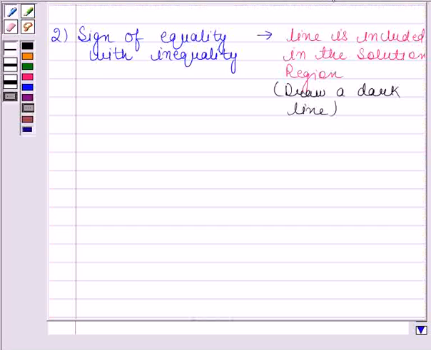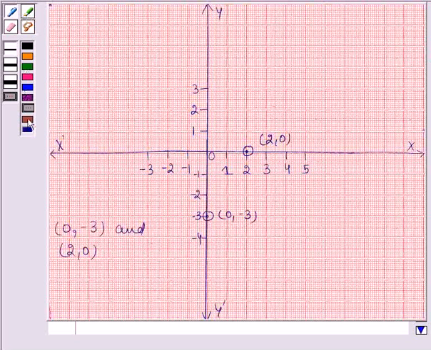By the second rule, we know that if we have a sign of equality with inequality, then the line is included in the solution region, and so we draw a dark line. Now in this question, we have -3x + 2y is greater than or equal to -6. Now sign of equality is there. So this means we will join these two points by a dark line, and this line will be included in the solution region. So let's now join these two points.